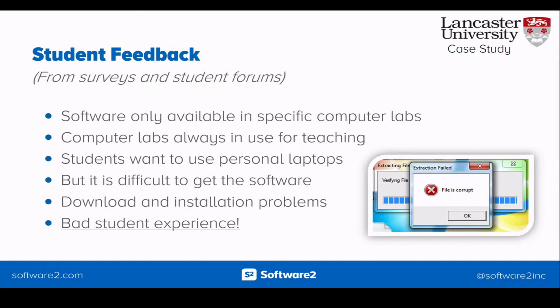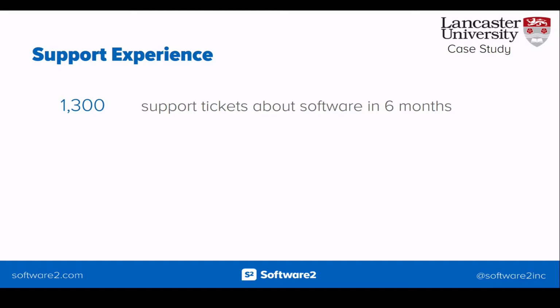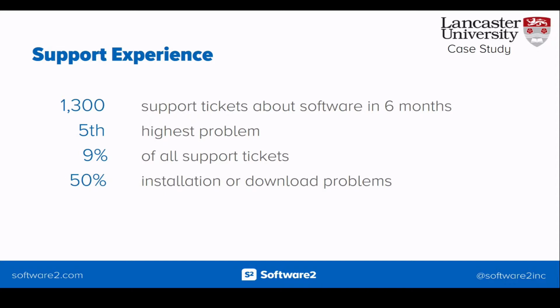And we then looked at our own statistics in the IT department, and it wasn't a good experience for us either. So we had 1,300 support tickets just about software in 6 months. It made it the 5th highest problem to the IT help desk. It was about 9% of all the support tickets, and 50% of those tickets were just staff and students having problems getting the software installed or just getting it downloaded. So some of the tickets were obviously about how to use the software, but half of them were staff and students not even being able to get started.